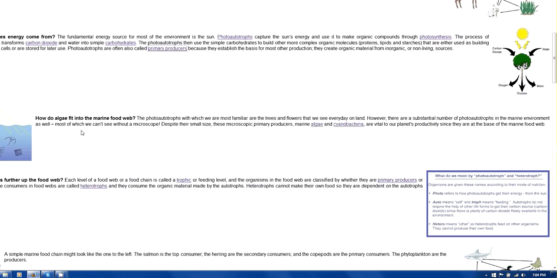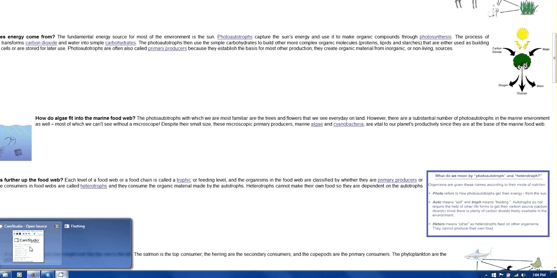An algae marine food web. Let's see here. Let's see, I think they have a picture of it right down here on the right. So they're going to be talking about that. This one up here was the land one, and then you can also have one in the ocean. Let's see what it says here.